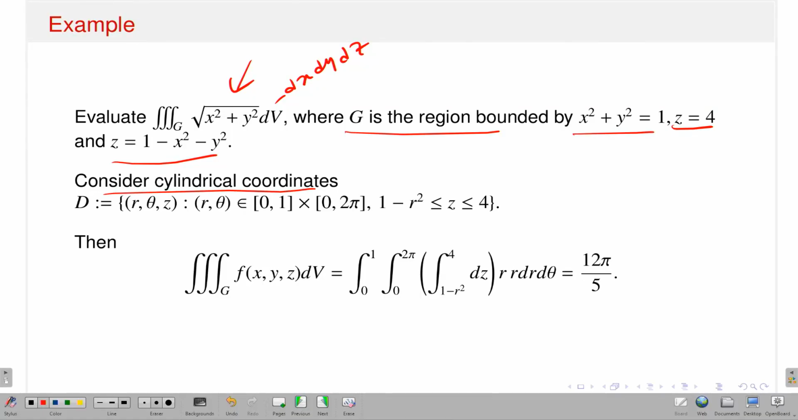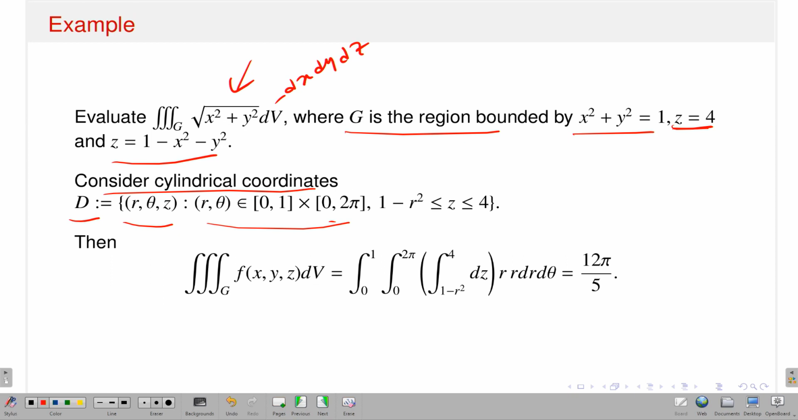So first of all, I want to integrate my function, square root of x square plus y square, over the domain G, and if I want to change variables from the Cartesian to the cylindrical one, then first I have to see what will be the corresponding region in the cylindrical coordinate system, and that is exactly what I have written. So consider the cylindrical coordinate system; the corresponding domain reduces to r, theta, z, where r runs over the closed interval 0 to 1, theta runs from 0 to 2 pi, and look, z is equal to 4 and z is equal to 1 minus x square minus y square.